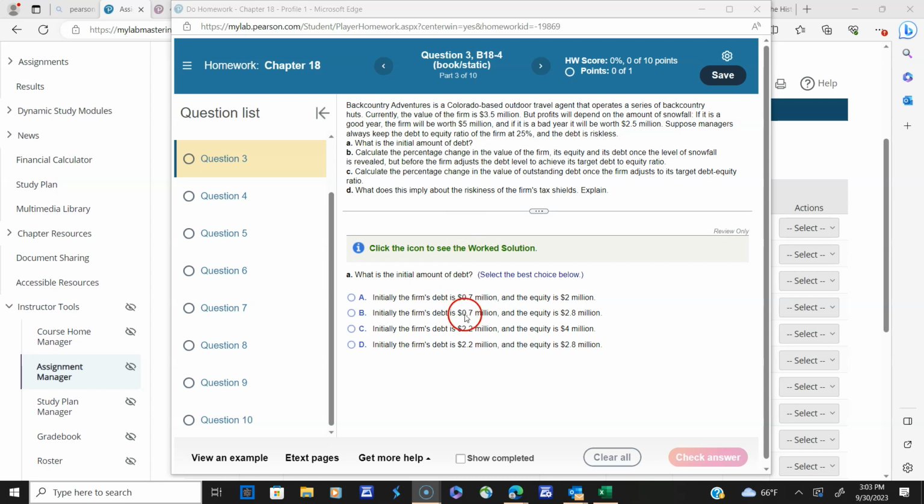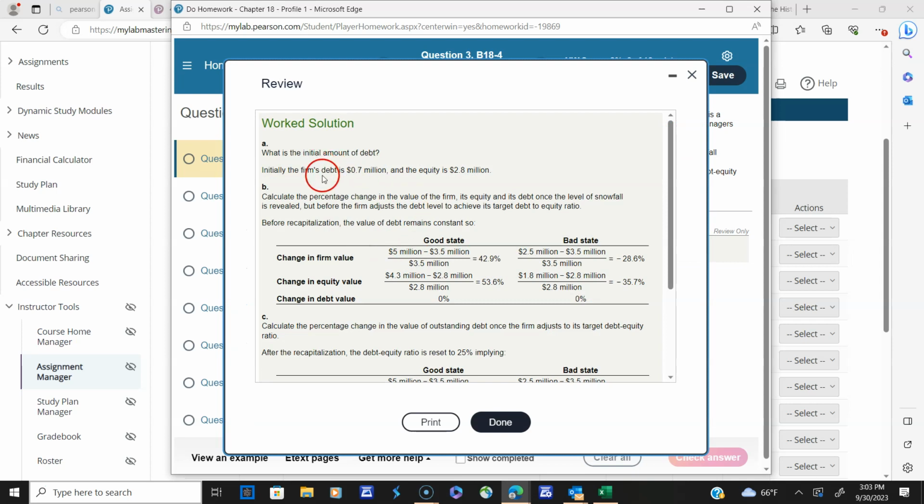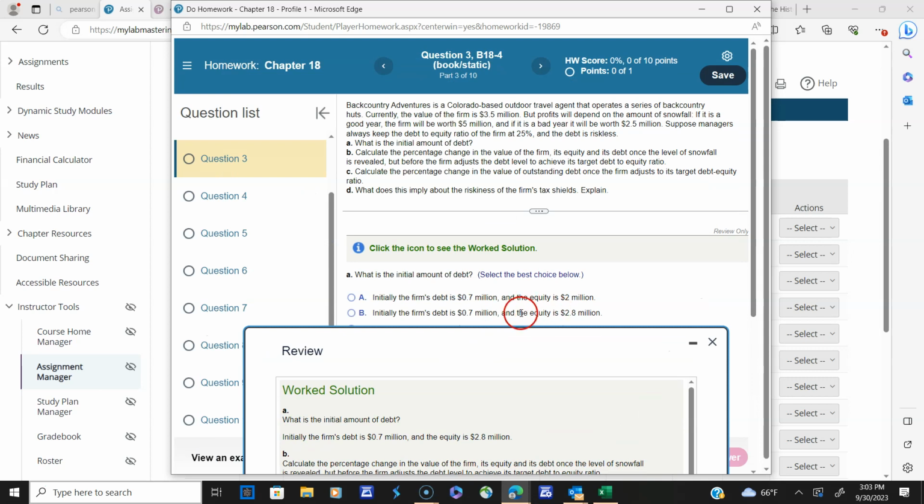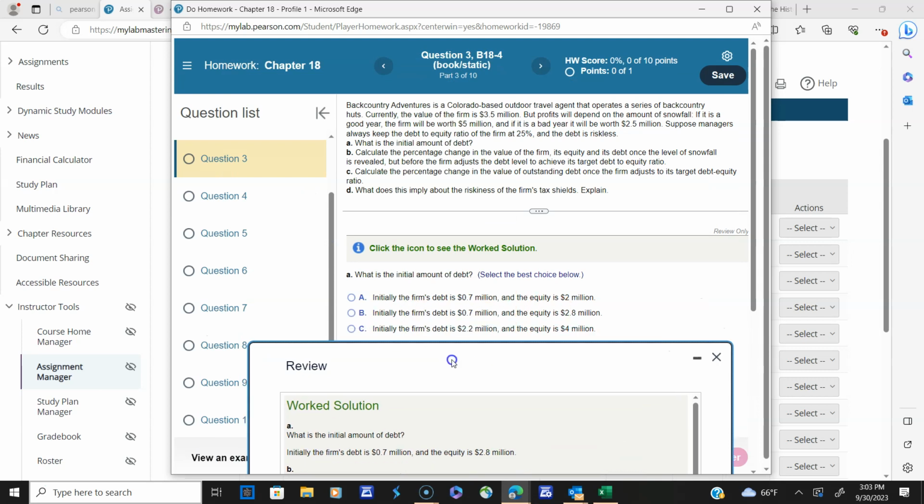And how do I get that? Well, first of all, they tell you the debt to equity is 25%. So 0.7 divided by 2.8 gives you 25%, correct? And the sum of that is $3.5 million. Is everyone clear about that? So let's look at the answer. The firm's debt is 0.7 million, and the equity is 2.8 million. Just what I said, right? Okay, the answer is B.